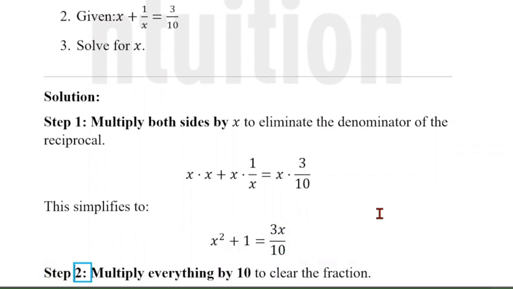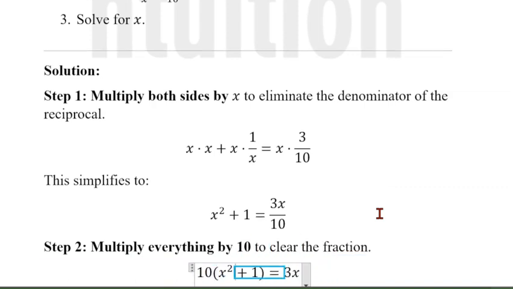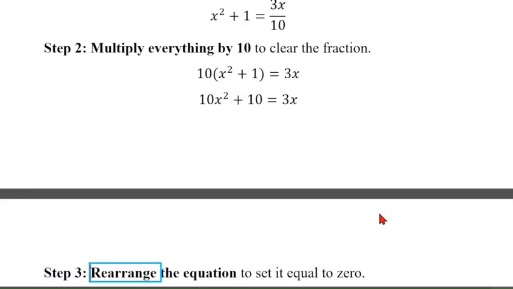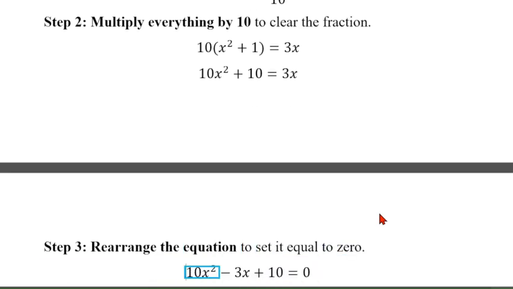Step 2. Multiply everything by 10 to clear the fraction. 10 times (x squared plus 1) equals 3x. 10x squared plus 10 equals 3x. Step 3. Rearrange the equation to set it equal to 0. 10x squared minus 3x plus 10 equals 0.